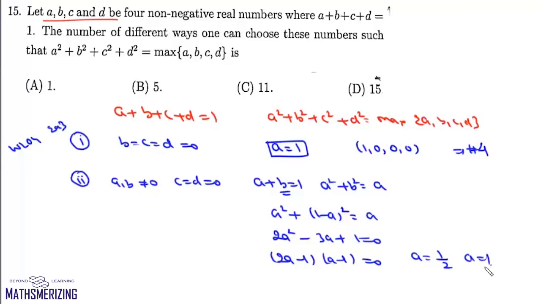Now A equals 1 will give us B equals 0, so we'll discard this. So here we have the case where A is 1 by 2, B is 1 by 2, and then both C and D are equal. Now there will be factorial 4 upon factorial 2 factorial 2, there are 6 such cases. So the number of such cases will be simply 6.